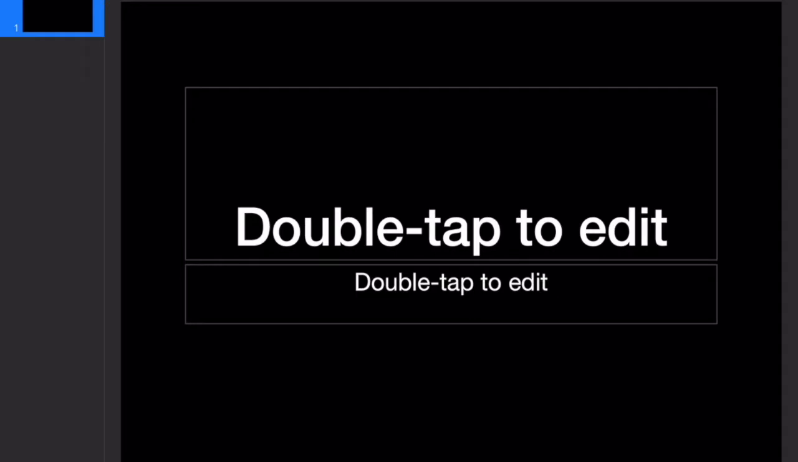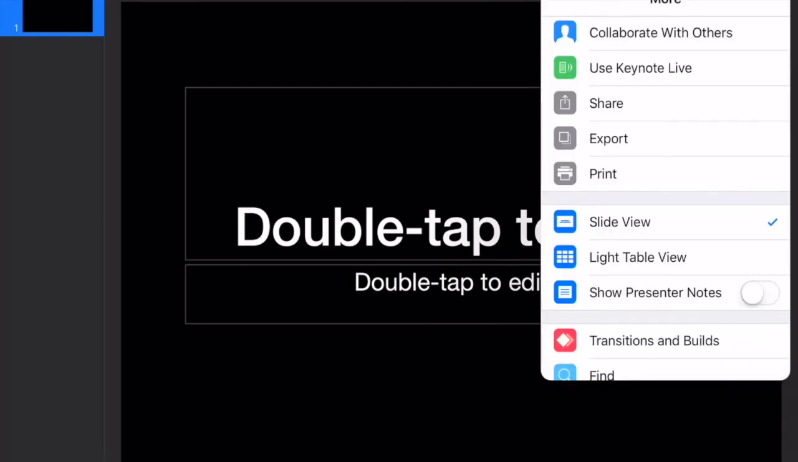So like I said, this will work with Pages and Numbers in the exact same way, just tapping on the three circles and then tapping Collaborate with Others. It's a great, fun option. It works pretty well. If you have any problems, let me know. Otherwise, enjoy.